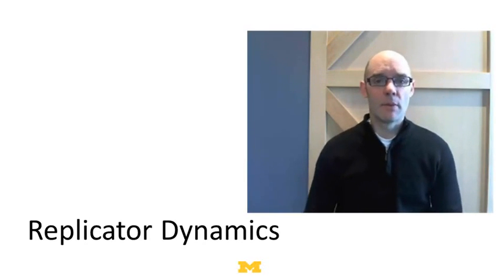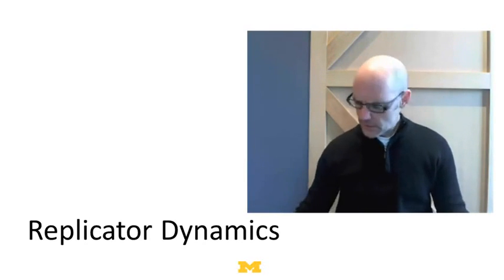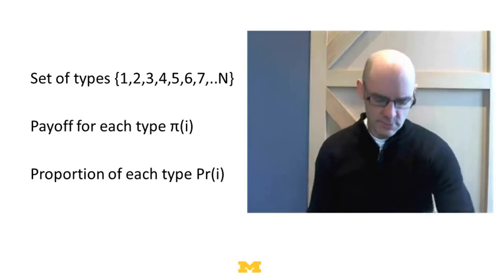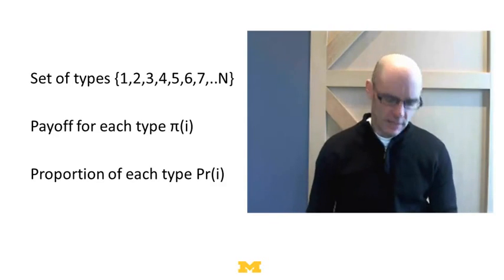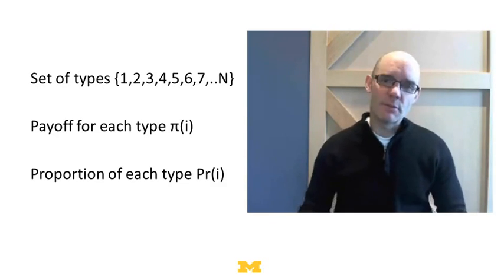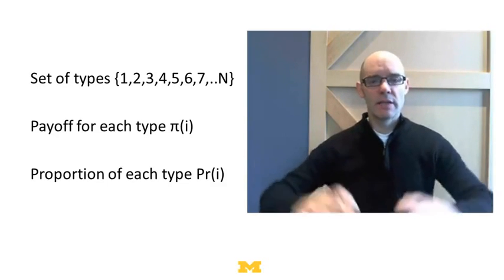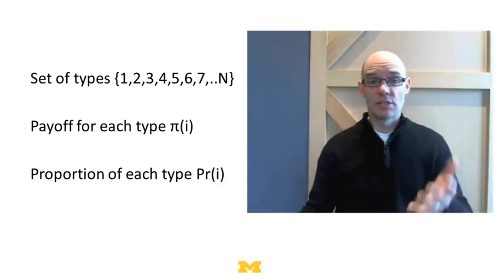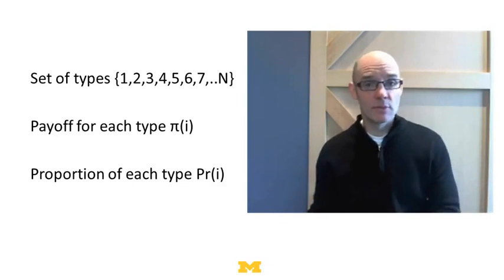So when you think about Replicator Dynamics, here's the basic idea. You imagine there's some set of types out there, some set of types that we can list from 1 to n. Now each type has a payoff, which is sort of how well that type is doing. And then there's a proportion of each type. So there's a population out there of types, and those populations are succeeding at different levels. Some are doing well, some are doing less well.